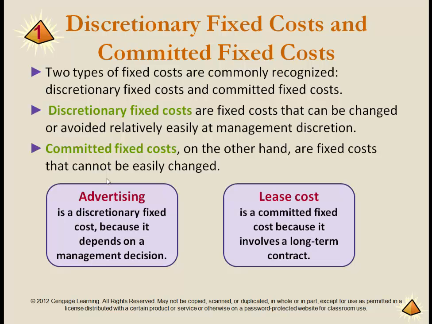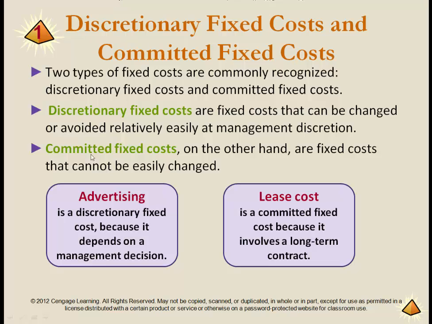Maybe they have three supervisors, but they could eliminate one position and it would still work, but maybe not as good. Committed fixed costs are things they cannot change easily, like a lease cost or depreciation cost. You can't really change that a whole lot. You're stuck with whatever it is. Property taxes is a prime example of committed fixed costs no matter what you do.